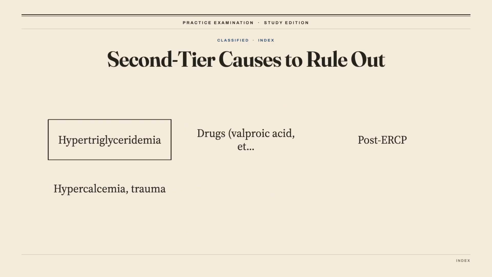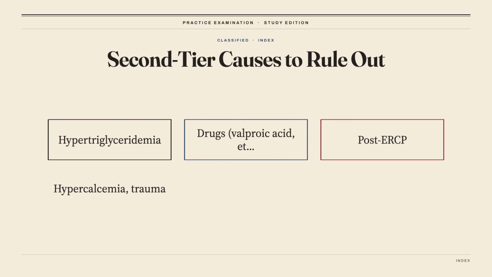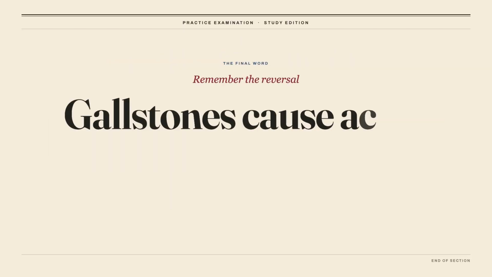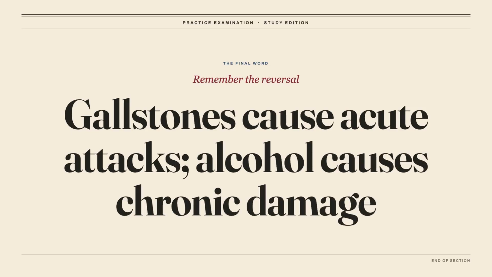Once gallstones and alcohol are excluded, the workup pivots to the second tier: triglycerides, medications like valproic acid and thiazides, recent ERCP procedures, hypercalcemia, and trauma. Each of these carries its own specific fix, which is exactly why naming the cause is part of treating the disease. The common mix-up is confusing acute with chronic disease. Gallstones dominate acute pancreatitis, but chronic alcohol use dominates chronic pancreatitis, because a stone causes one discrete obstruction, while alcohol causes injury that accumulates over years.